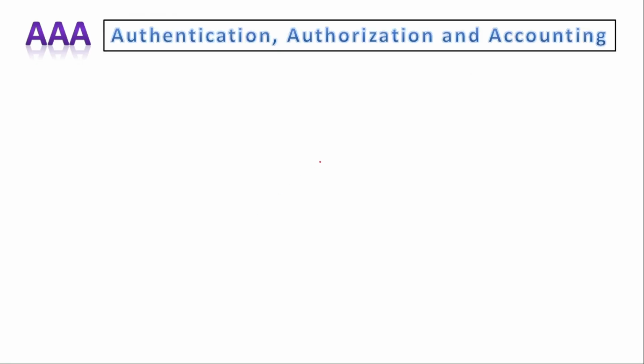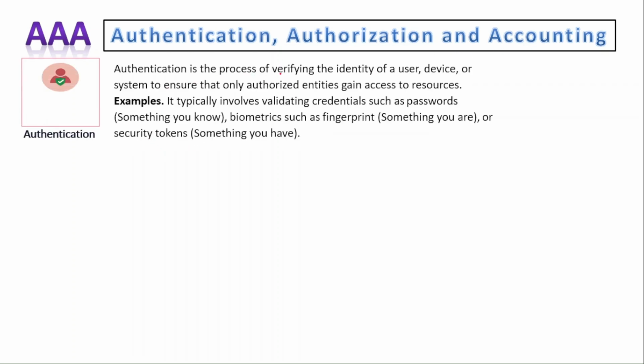AAA, that is authentication, authorization, and accounting. So authentication is the process of verifying the identity of a user, device, or a system to ensure that only authorized entities gain access to resources. Examples: it typically involves validating credentials such as passwords, that is something you know. It is a type of authenticating factor, that is something you know. Biometrics such as fingerprint, which is the authenticating factor type, something you are, or security tokens, which is the authenticating factor type, something you have.